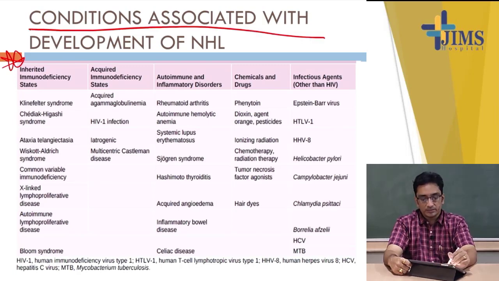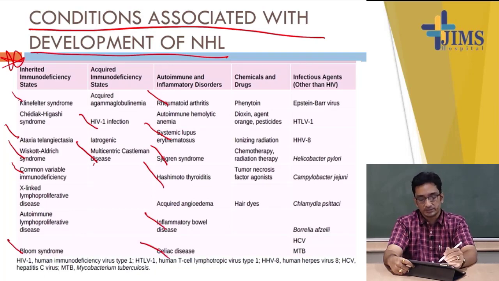Conditions associated with development of NHL. Most of these come as questions in an MCQ. Klinefelter syndrome, ataxia telangiectasia, Wiskott-Aldrich, common variable immunodeficiency, Bloom syndrome, acquired immunodeficiencies like HIV infection, multicentric Castleman disease, autoimmune disorders like rheumatoid arthritis, SLE, Sjogren's, Hashimoto's thyroiditis, inflammatory bowel disease, celiac disease.